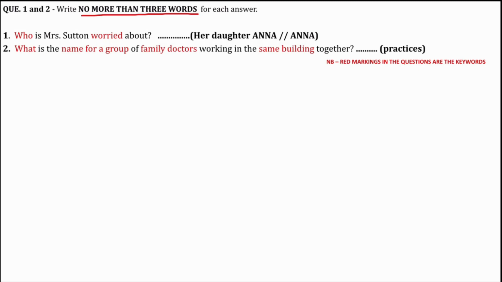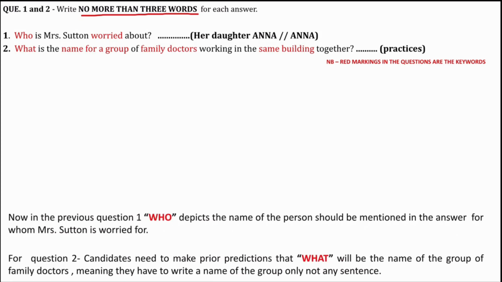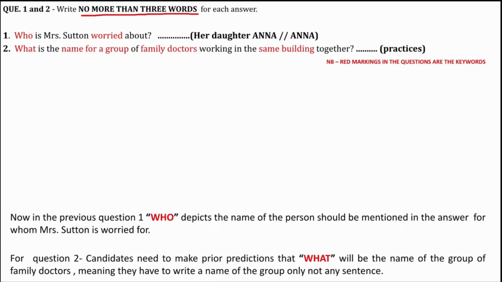Then the second step is prediction. In this part you need to predict what questions are asked to you. Suppose question number 1 is saying who is Mrs. Sutton worried about. So you'll mark the keywords who and worried. Now here there's a hint I have written for you that who depicts the name of the person. Whenever who is asked to you, that means you need to mention the name of the person for whom Mrs. Sutton is worried. So this kind of prediction you have to mark earlier.